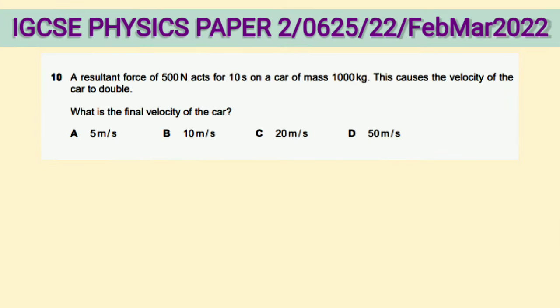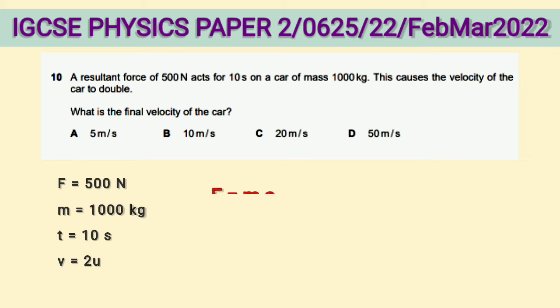Let's see what we have in the 10th question. A resultant force of 500 newtons acts for 10 seconds on a car of mass 1000 kg. This causes the velocity of the car to double. So if the initial velocity is u, the final velocity v will be 2u because it becomes double. We have force 500 newtons, mass of car 1000 kg, time 10 seconds, and final velocity is equal to twice the initial velocity.